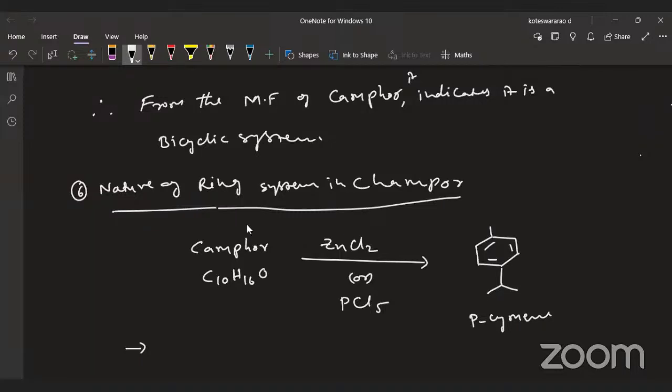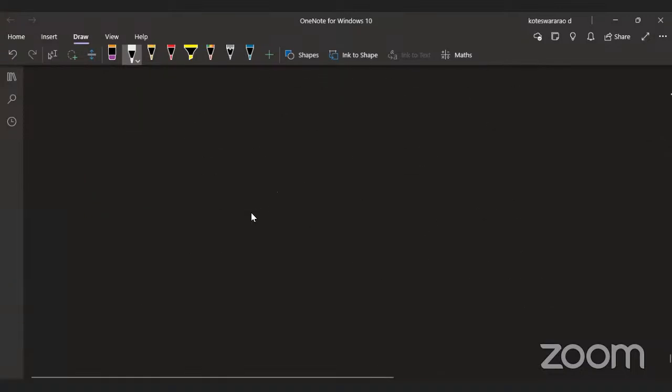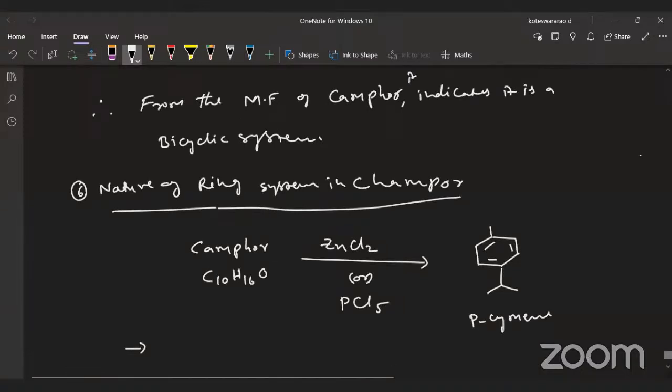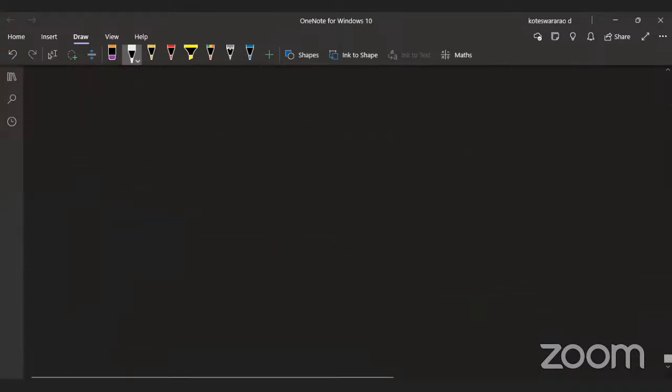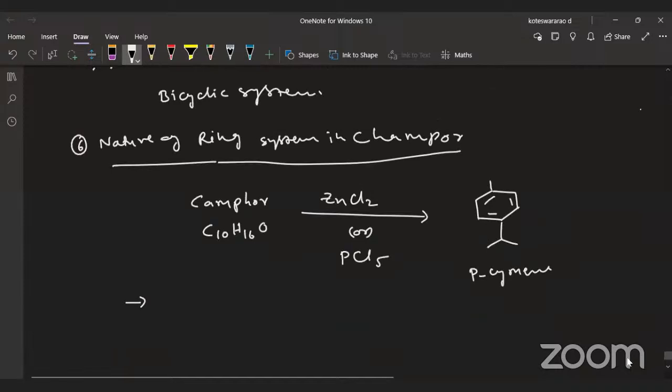And the other is the second ring of the bicyclic system, maybe a 5-membered ring or 4-membered ring or 3-membered ring. How it is, you can identify in the later steps, right? First, you write the conclusion step here.